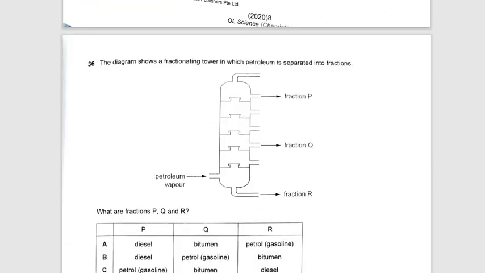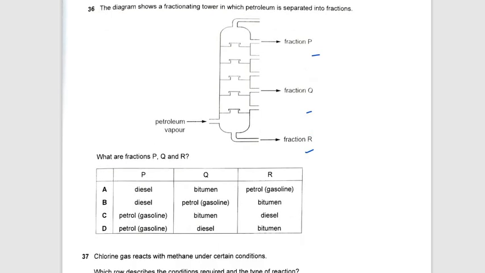So let's see question number 36. The diagram shows a fractionating tower, petroleum fractions, fractions P, Q and R. What are the fractions P, Q, R you have? This is a part of fractional distillation where we get all the different components because they have different boiling points. The lower the boiling point, the higher up you collect it, and the higher the boiling point, the lower down it is collected. So which is the highest? The bitumen is the lowest. So the fractions are either B or D.